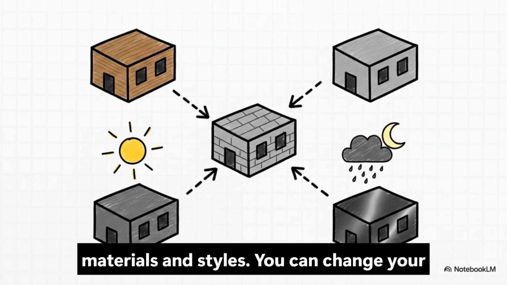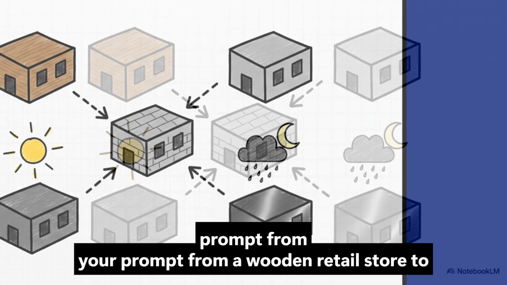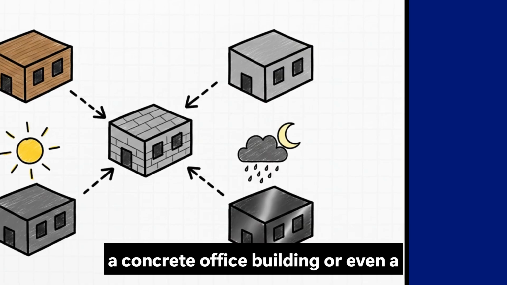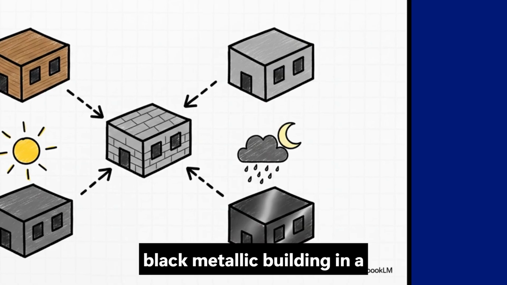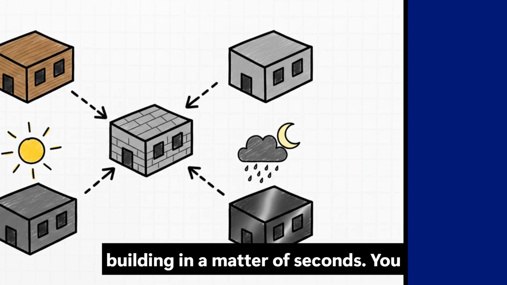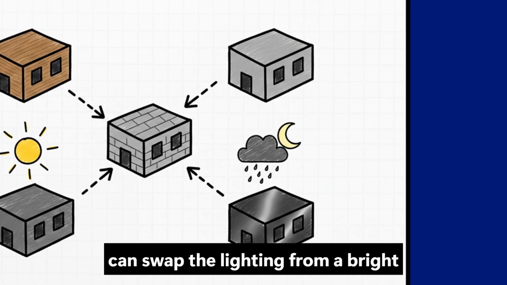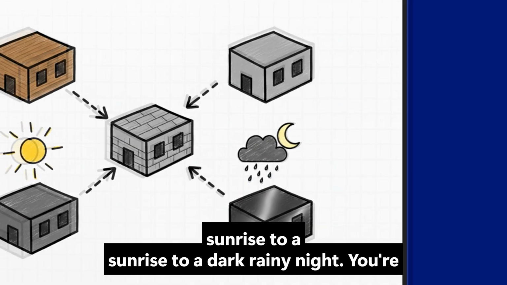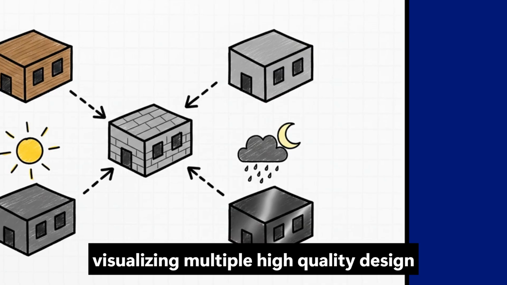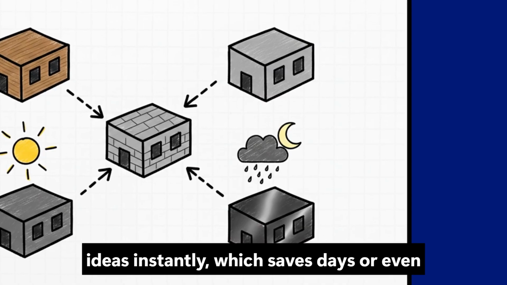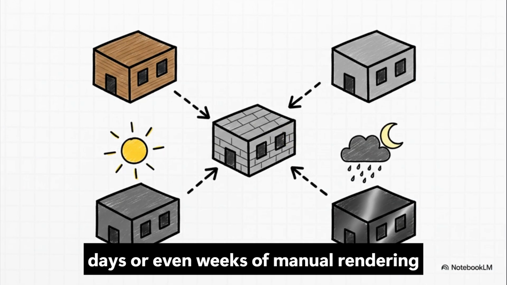And the absolute best part about AI visualization, it is incredibly fast and totally flexible. You can instantly swap materials and styles. You can change your prompt from a wooden retail store to a concrete office building, or even a black metallic building in a matter of seconds. You can swap the lighting from a bright sunrise to a dark, rainy night. You're visualizing multiple, high-quality design ideas instantly, which saves days, even weeks of manual rendering.